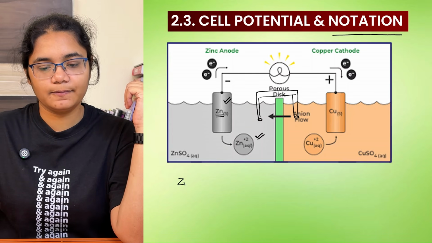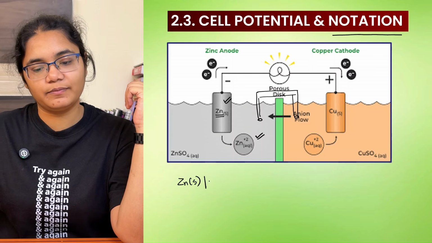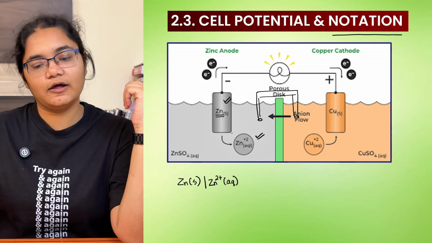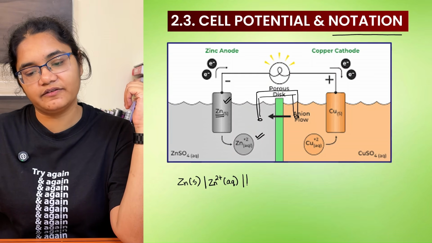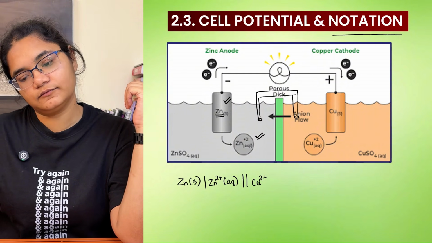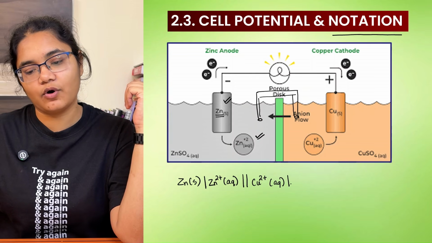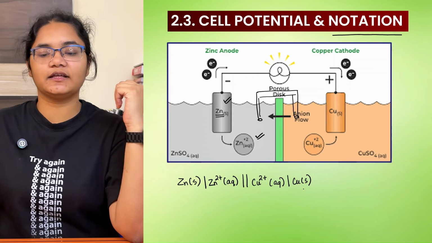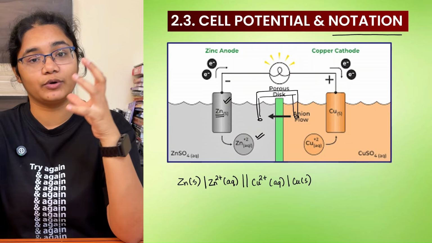So what is zinc here? Its physical state is solid. This is in contact with Zn2 plus, and that is in the aqueous state. Now this one is in connection with the salt bridge, so draw the salt bridge like this. Then you have copper 2 plus, which is again in the aqueous state, and that is in contact with copper, which is in the solid state. Okay, so this is the proper way we can represent the cell notation.